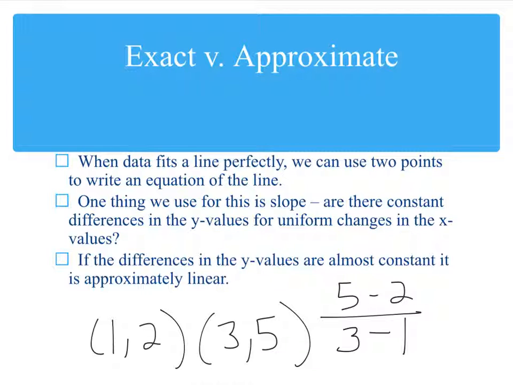So you don't want in a table x to be counting by 1s, and then suddenly it counts by 2s, and then it goes back to 1s again. Otherwise you can't really find the slope. If, however, we find that the difference in the y values are almost constant, then we'll consider it approximately linear. Let's look at 2 examples of this. Let's look at an exact example, and let's look at an approximate example.